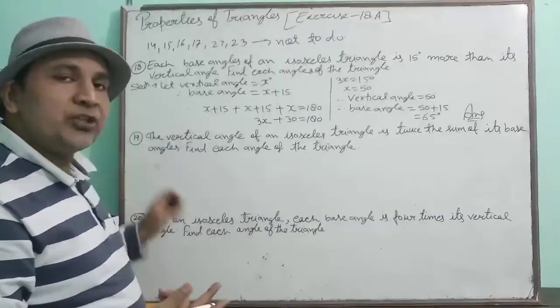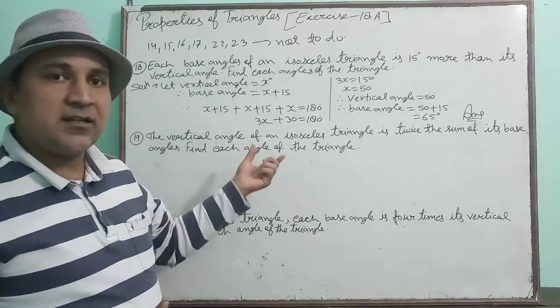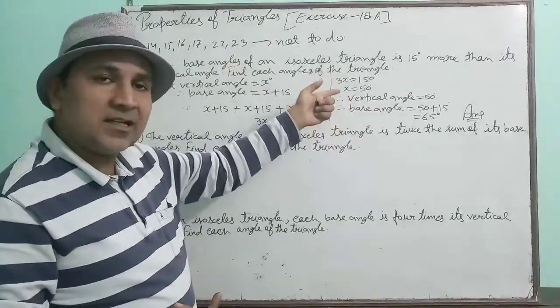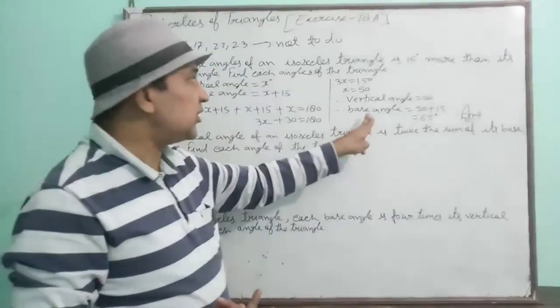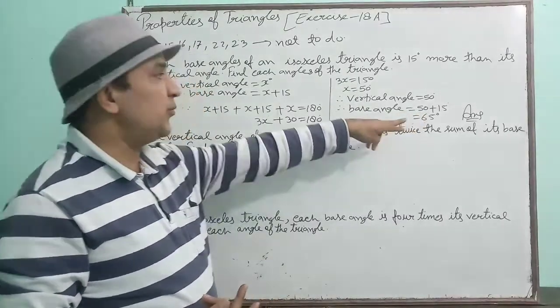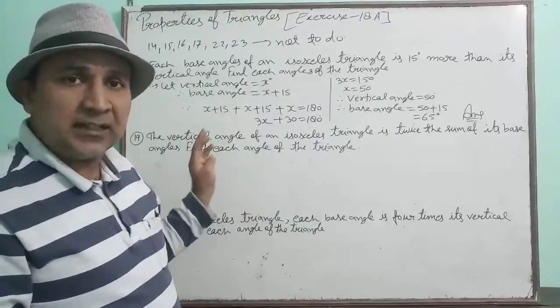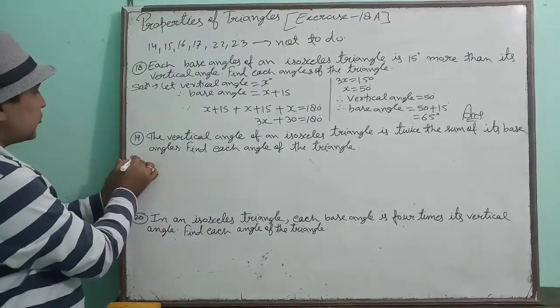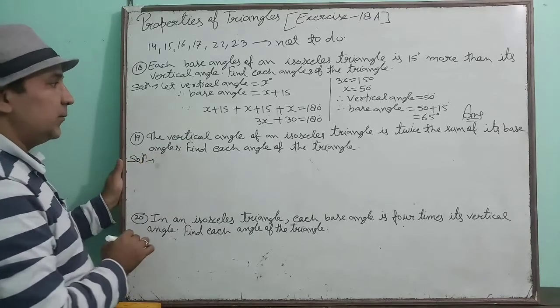Because there are two types of angles in the isosceles triangle. One is base angle, second is vertical angle, and both the base angles are equal. So if you find any one, that will be correct. Okay. Now see the 19th also. This is also based on your isosceles triangle.